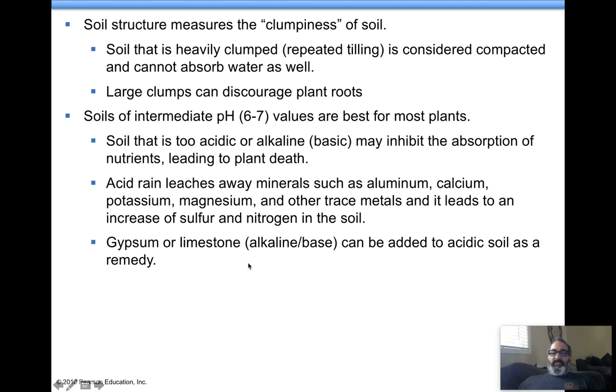What do we do to treat acidic soil? Well, you can add a base to it, but be careful because if it gets too basic, it creates more problems. The most common base, I would say, would be like limestone or gypsum. These are alkaline or basic, and you can add them to acidic soil as a remedy if it gets too acidic.